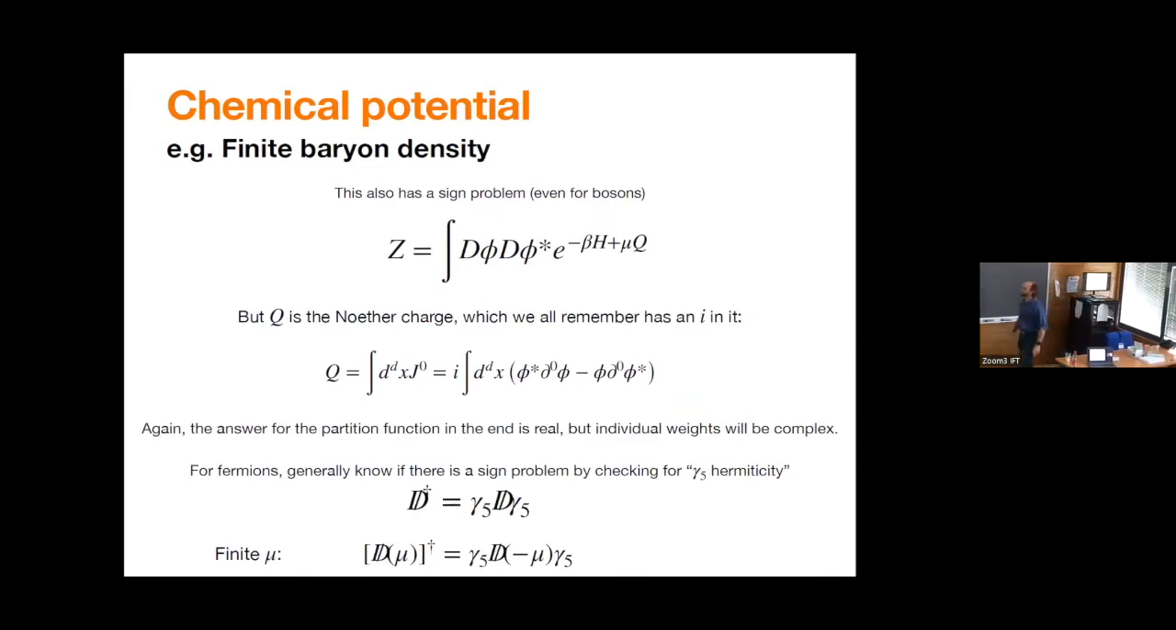And it also happens at finite baryon density, or just finite density in general. And the reason is the following. When you introduce a finite chemical potential in the statistical partition function, you introduce it by adding a term to the exponential that is mu times the charge. But we all remember that the charge has an i in it. And so, again, you end up with complex weights. So when you try to sum over this, the Monte Carlo just oscillates all around the complex plane, and you get very poor convergence. Okay.